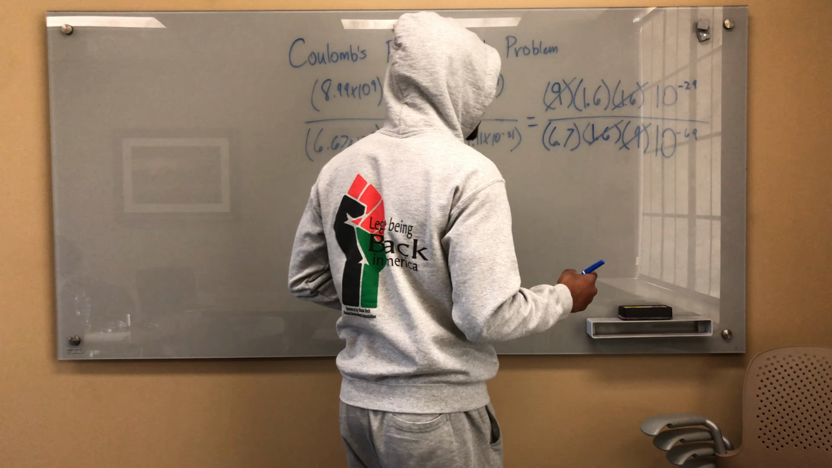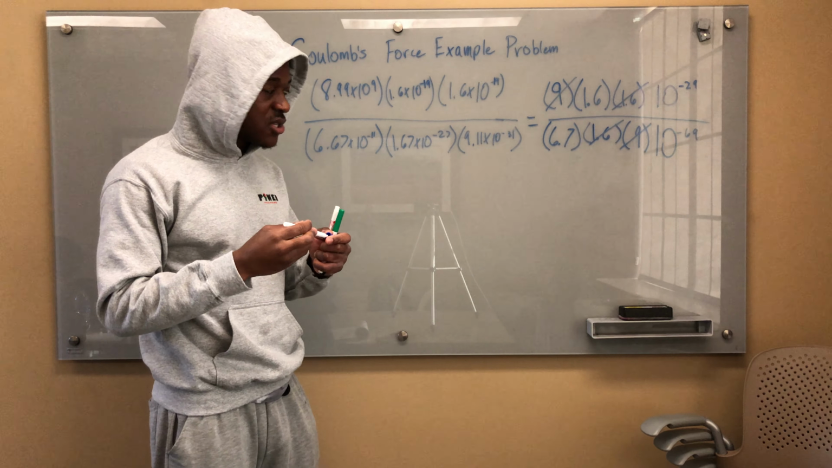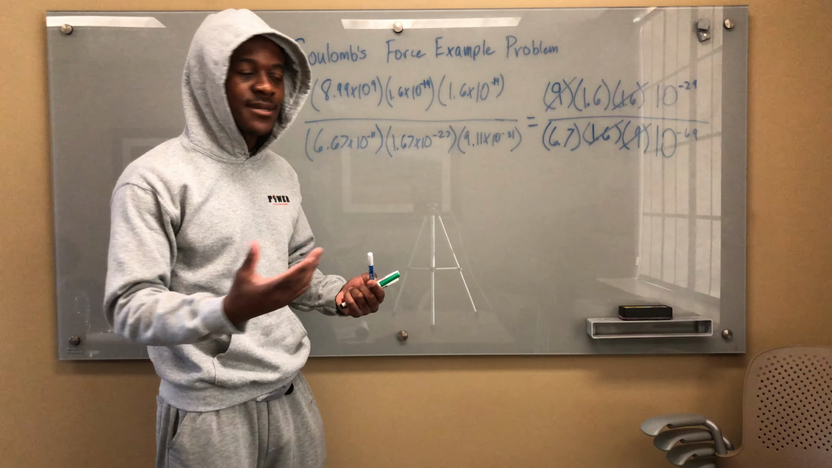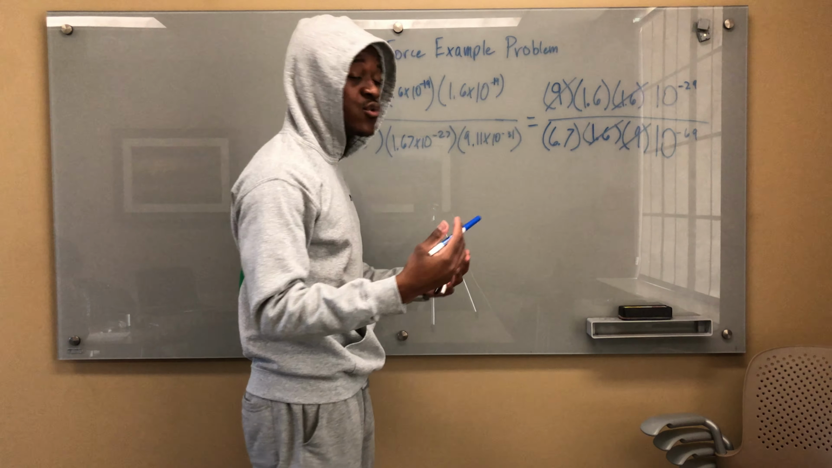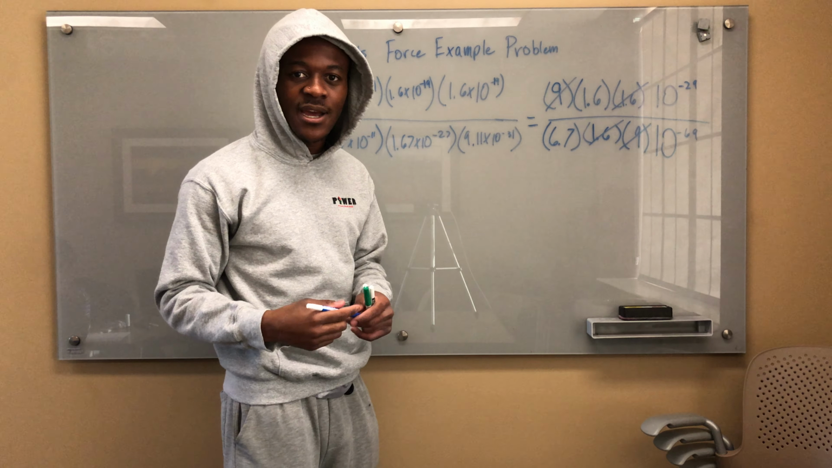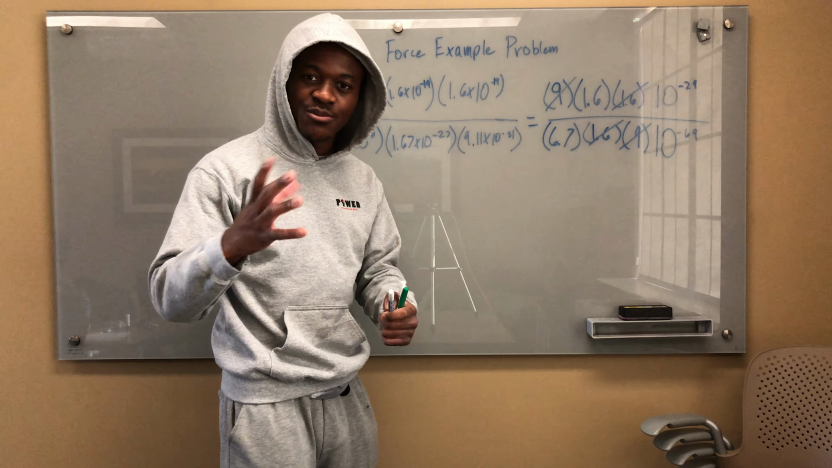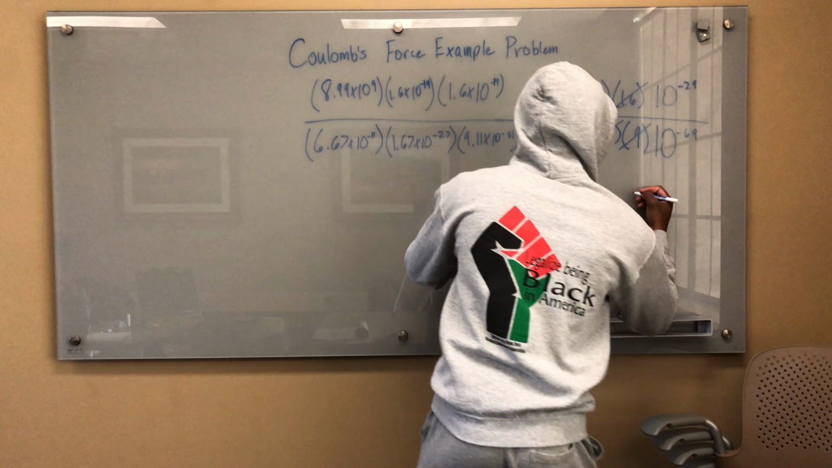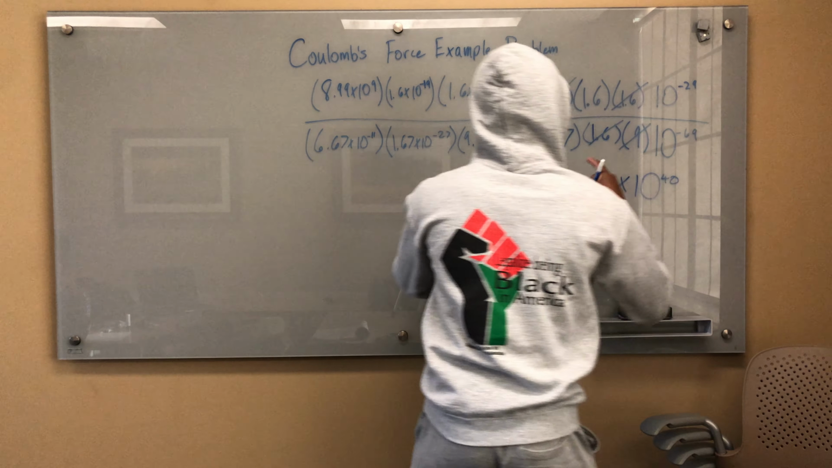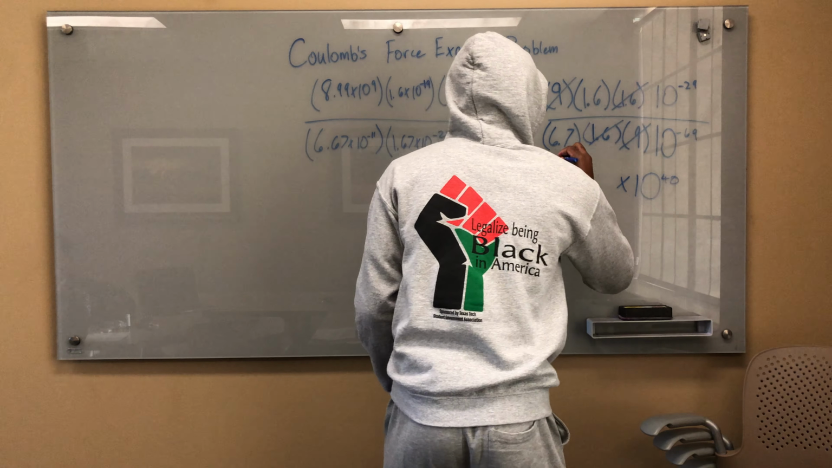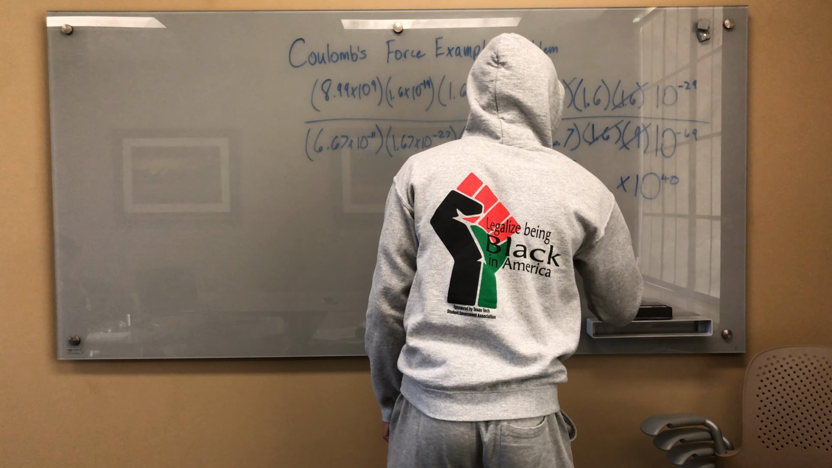And this gives me, so when you divide, you subtract. So I'm going to subtract this from this. So negative 29 minus negative 69 would give me positive 40, because you have to add when you're subtracting a negative, right? So I already know that it's going to be times 10 to the positive 40, whatever number I get, right? And now I'm left with 1.6 over 6.7.